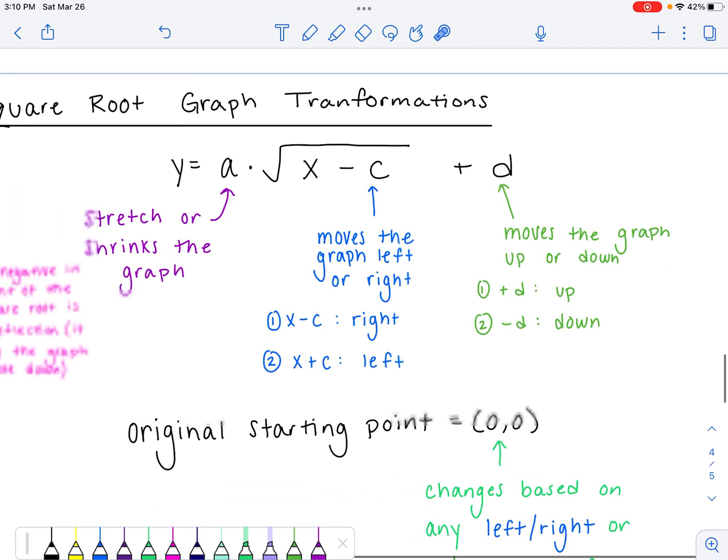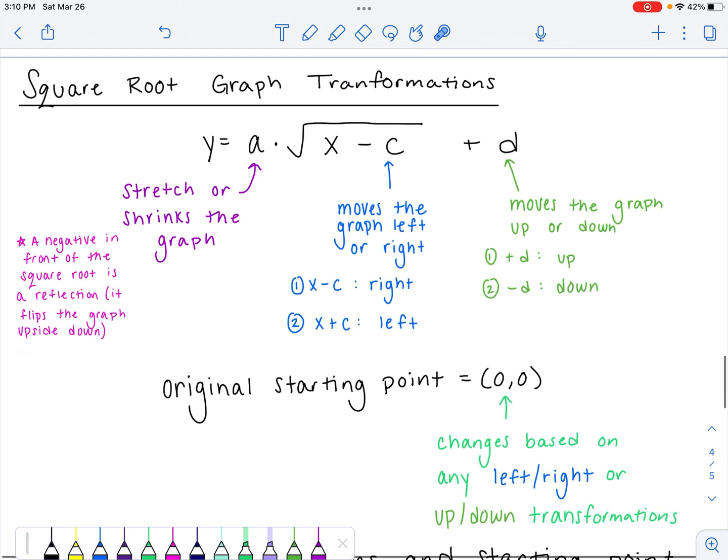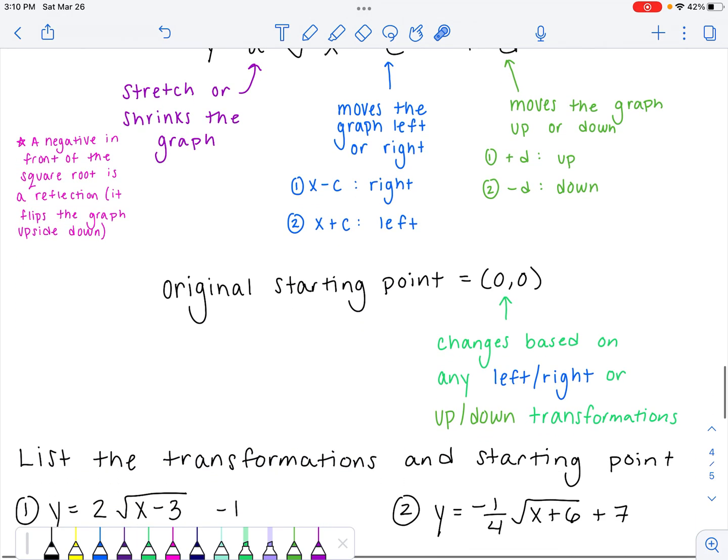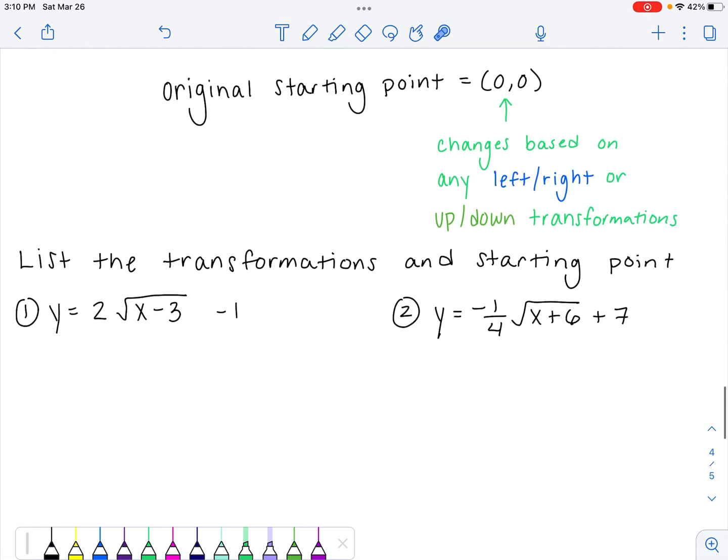So we're going to practice that and talk about the starting point as well. The original starting point of a square root graph is always the origin, the point (0, 0). And this point is going to change. The starting point will change for a graph based on any left or right movements and up or down. So you just want to move the origin to the same position that the graph tells you to, based on moving right or left and then up and down. Let's go through some examples.